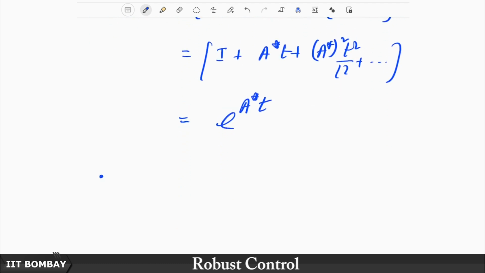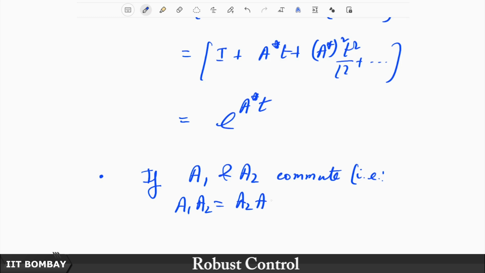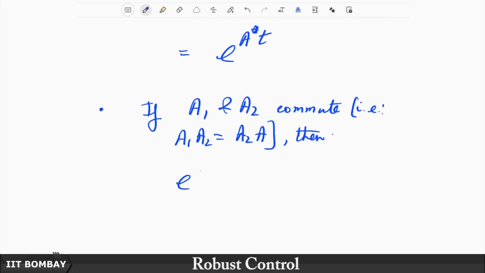Now, the third and final property, this is going to be really handy, but also we should be a little cautious. If A1 and A2 commute, that is A1 A2 is equal to A2 A1, then e to the (A1 plus A2) t is equal to e to the A1 t times e to the A2 t. I am just writing the if part here. It turns out it is an if and only if condition.